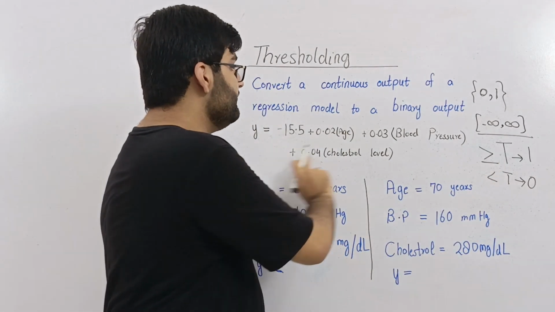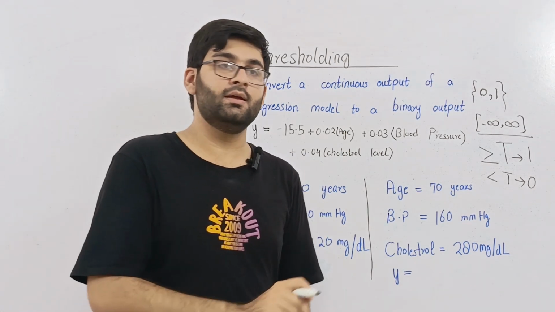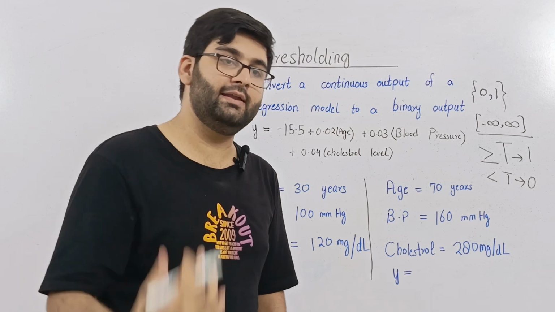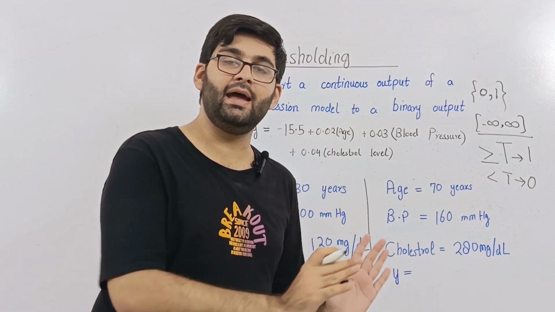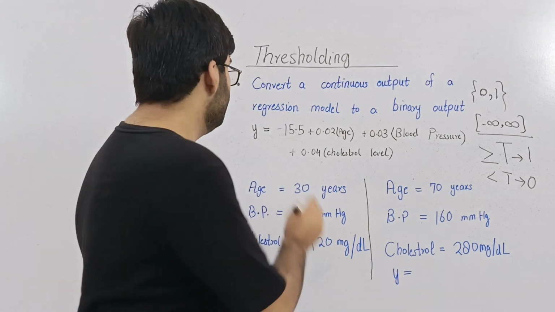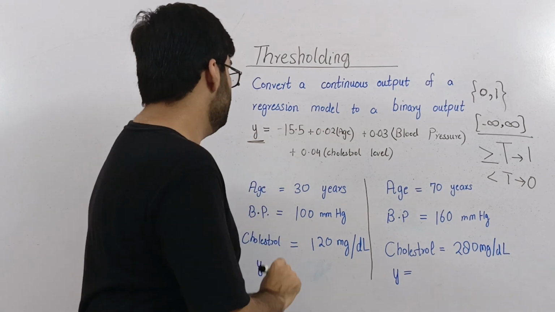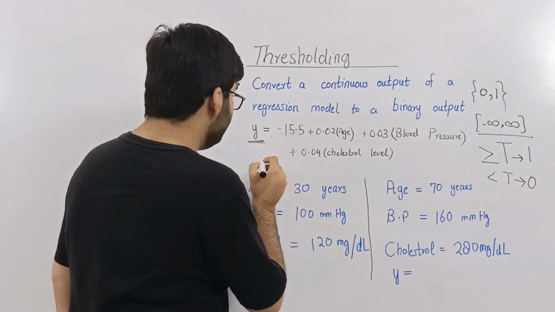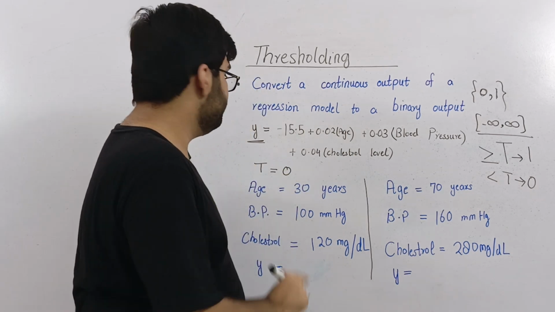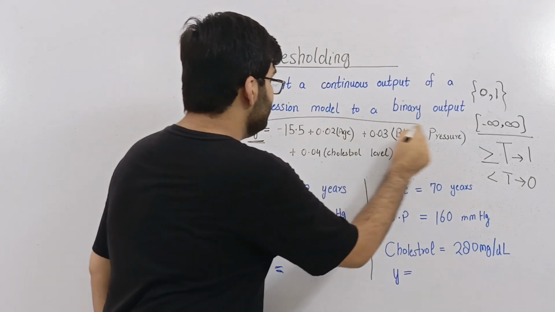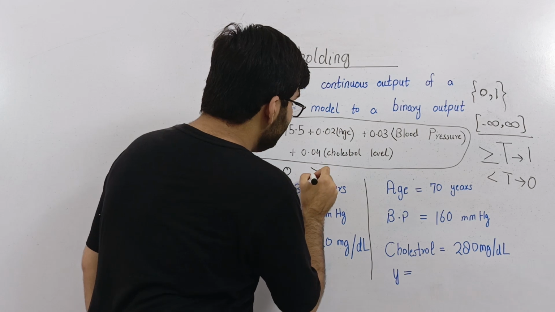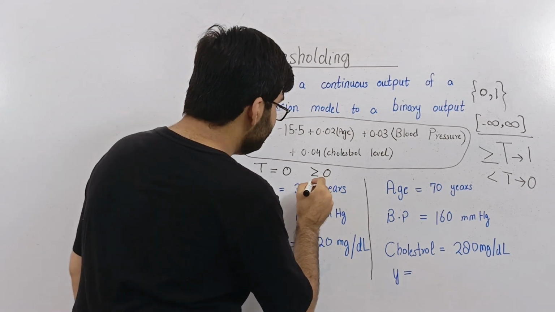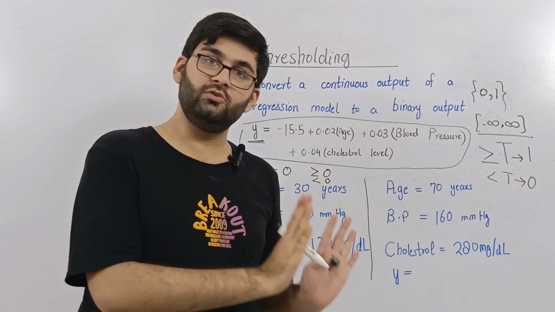Now, let's consider this equation of a regression model that takes in the age, the blood pressure, and the cholesterol level of a person and outputs a continuous value. Our target is to predict whether a person has heart disease or not. So, we can use this continuous value to predict a binary outcome for our classification task. How we can do that is we can set a threshold at t equals 0. If the output of this equation is greater than or equal to 0, we can say yes, the person does have heart disease. But if it is less than 0, we say that no, the person does not have heart disease.